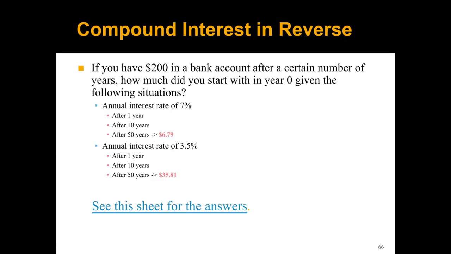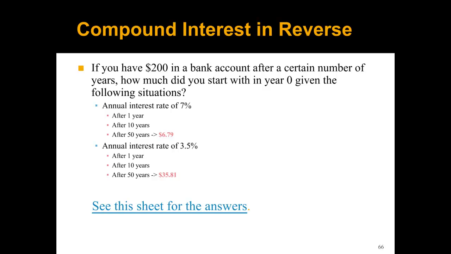So let's think about a few different cases in this case. If I have an annual interest rate of 7%, and after 1 year I had $200, or after 10 years, or after 50 years, how much would I start with in the account? So again, I'll give you the answers here. If I had a 7% interest rate, I'd only have to put $6.79 into an account today for it to grow to $200 in 50 years.